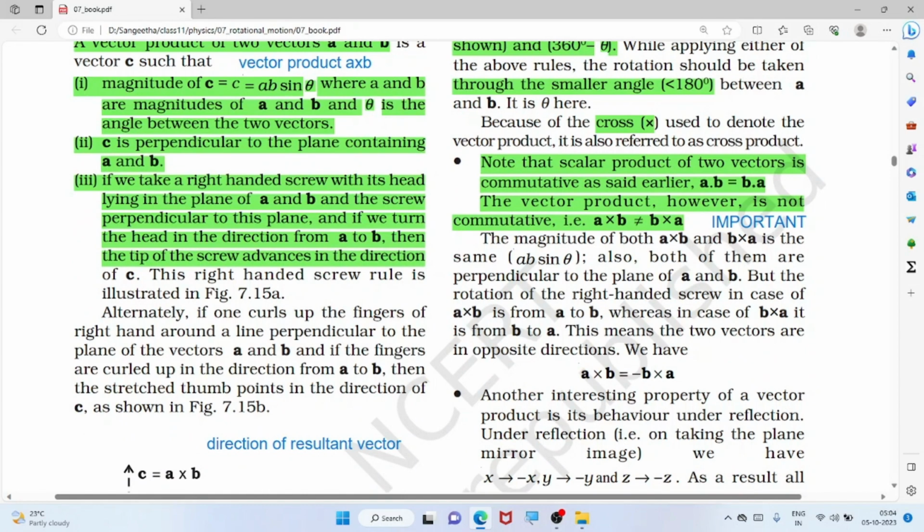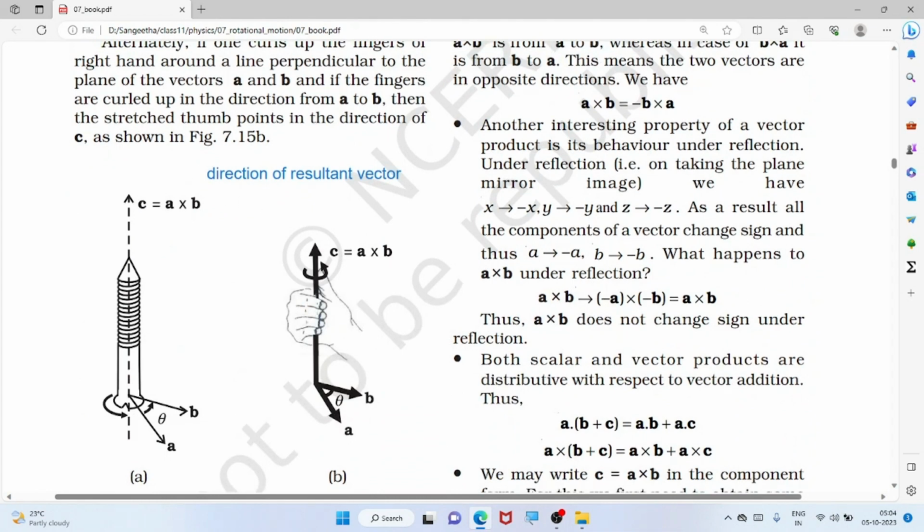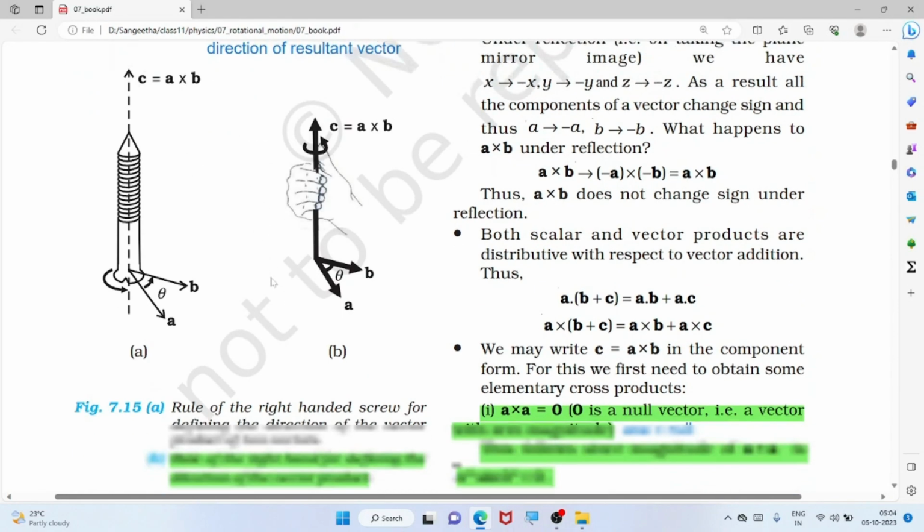Here it is important: A cross B is not equal to B cross A. But A dot B is equal to B dot A, that is a dot product. A dot B equals B dot A, but A cross B is not equal to B cross A. This is the direction of the resultant vectors. You can apply this to find the direction of the resultant vectors.